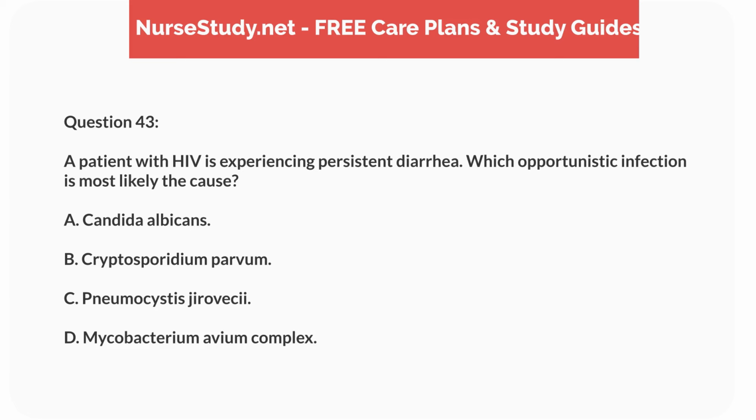Question 43. A patient with HIV is experiencing persistent diarrhea. Which opportunistic infection is most likely the cause? A. Candida albicans. B. Cryptosporidium parvum. C. Pneumocystis jirovecii. D. Mycobacterium avium complex.